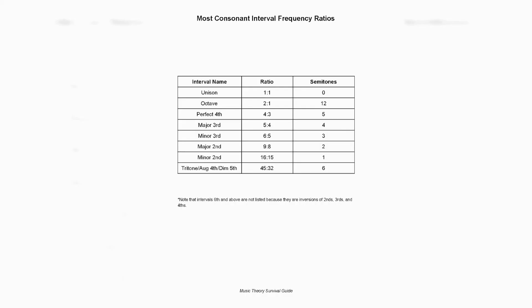So here we have another interval ratio chart, but it's organized in order of most consonant to most dissonant. You can see that intervals of sixths and above are not covered on this diagram. That's because they are called inversions of these lower level intervals, which will lead us to our next bit about interval inversions.